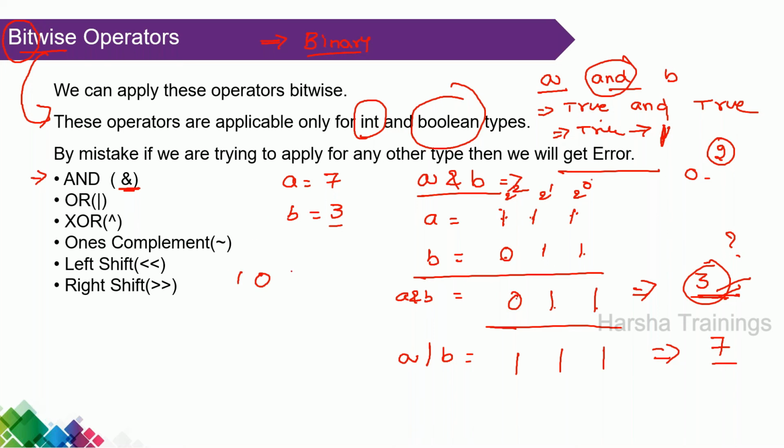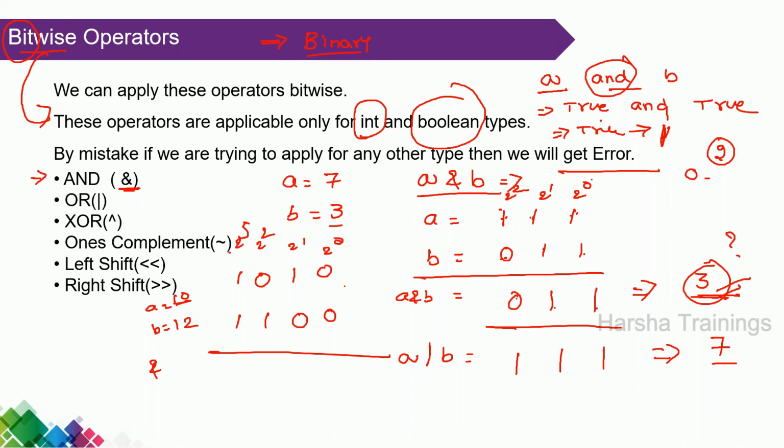Suppose consider this is my example: 1 0 1 0 and 1 1 0 0. This is my example. So now how do you perform it? That is, A value is equal to, how do you calculate? 2 power 0, 2 power 1, 2 square, 2 cube. Simply 8 plus 2, 10. This is the value 10. This is 2 cube plus 4, 8 plus 4, 12. This is the value 12.